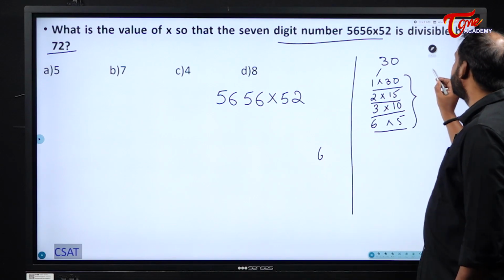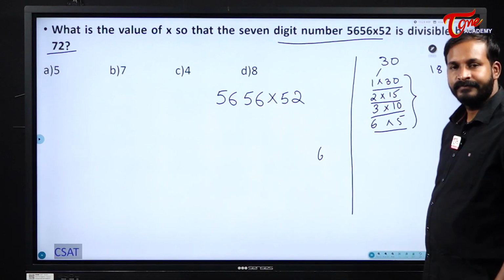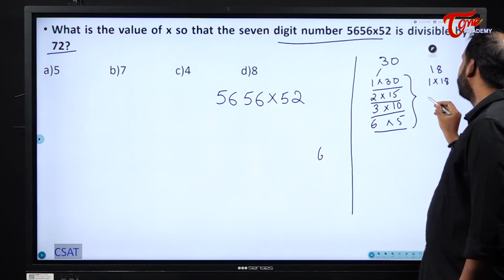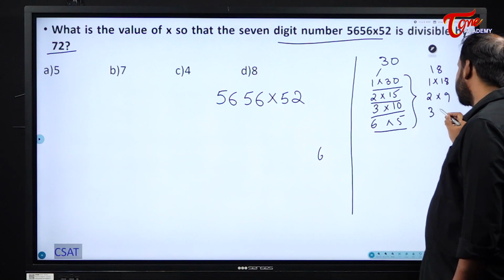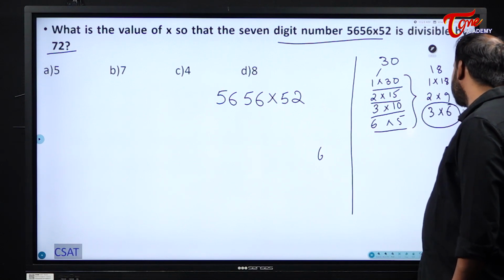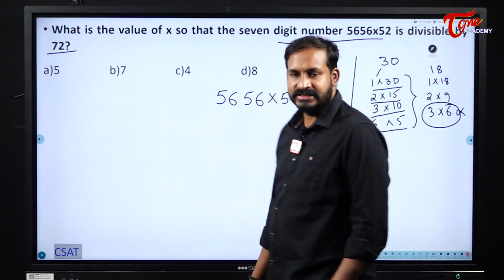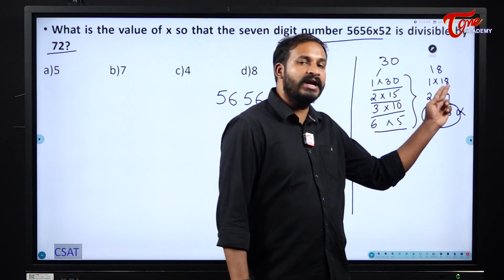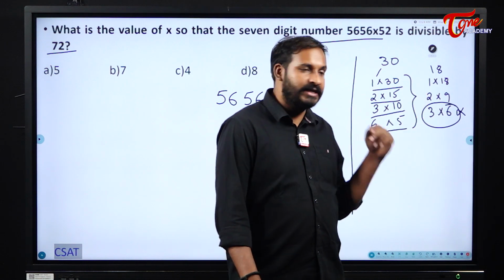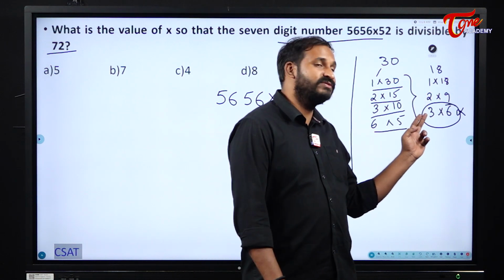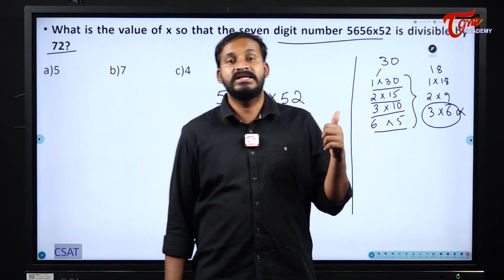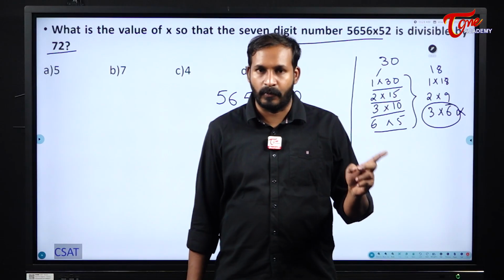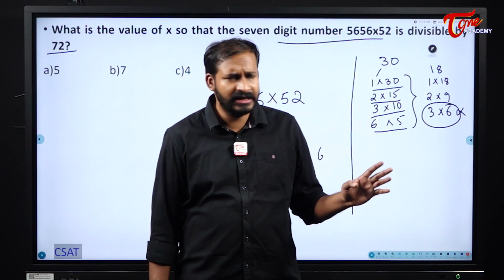Okay, similarly, if I want to write the divisibility rule for 18, what pairs can I write? 1 into 18, 2 into 9, 3 into 6. I cannot take the 3 into 6 pair here. The reason is 3 and 6 are not co-primes. That means I can say that any number which is divisible by both 2 and 9 will obviously be divisible by 18. But I cannot say that any number which is divisible by both 3 and 6 is divisible by 18. I cannot use that rule here. Why? Because 3 and 6 are not co-primes.